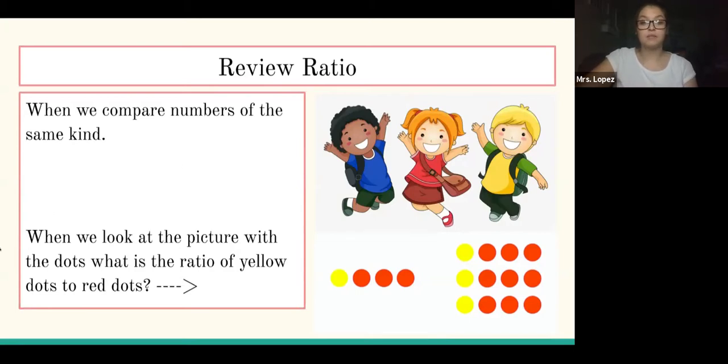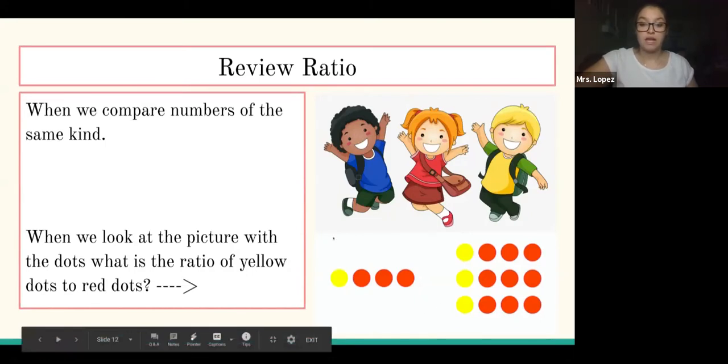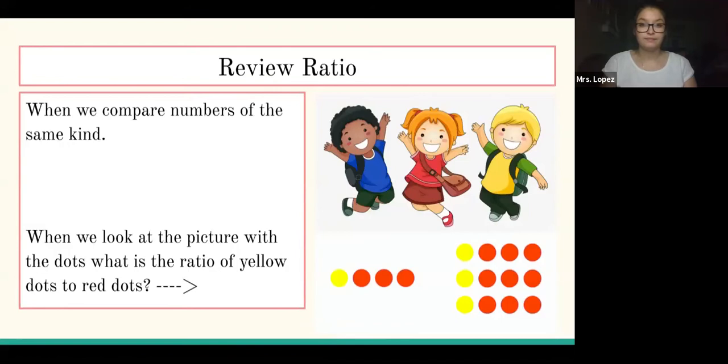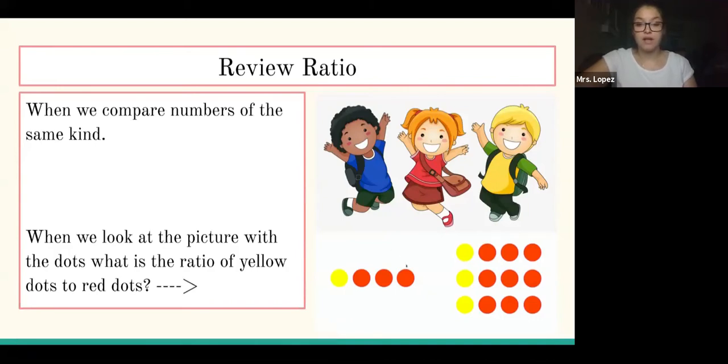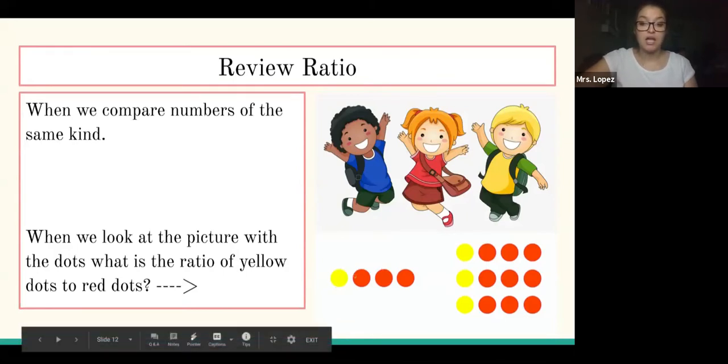We can also look at this picture with the dots. What is the ratio of the yellow dots to the red dots? So look at this right here first, and I'll give you a few moments again, and tell me what the ratio of the yellow dot to the red dot is. So if you're looking at this image right here, the ratio of yellow dots to red dots should be 1 to 3, because there is one yellow dot and 1, 2, 3 red dots.